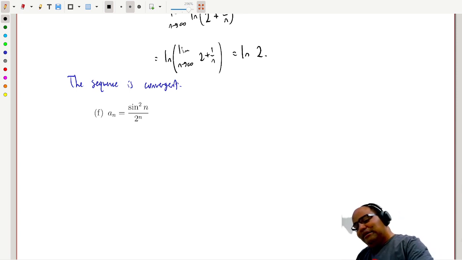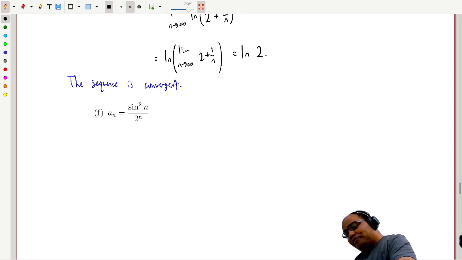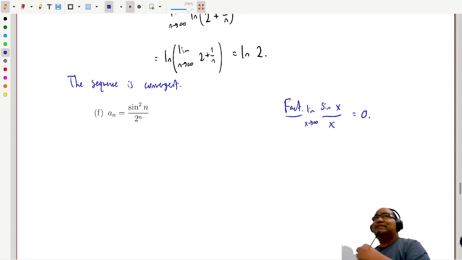In fact, let's go ahead and do this here. So we're going to have the following. Let's state this as a fact: sine of x over x, we take the limit as x goes to infinity of sine x over x, is 0.